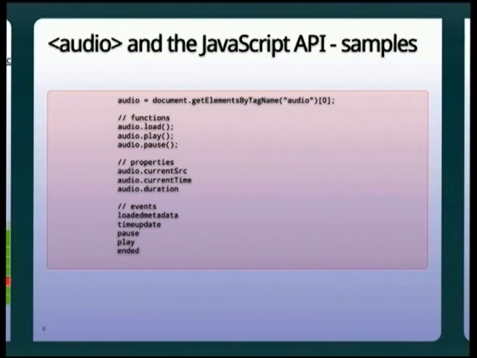Functions called like that, properties asked like that, and events are those codes, and you have to catch them through a function call.